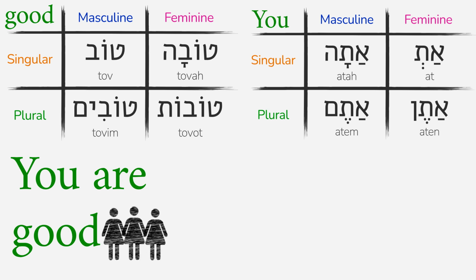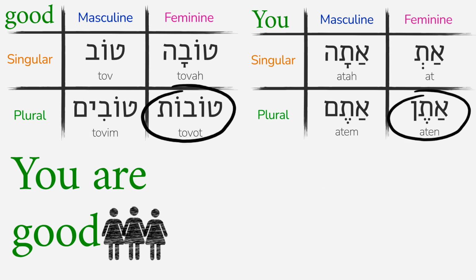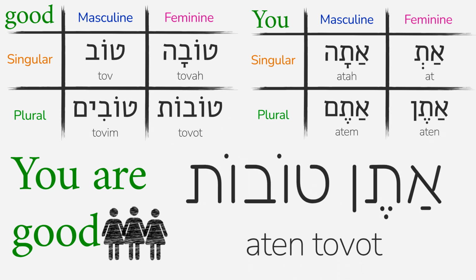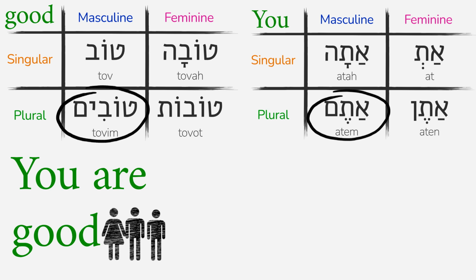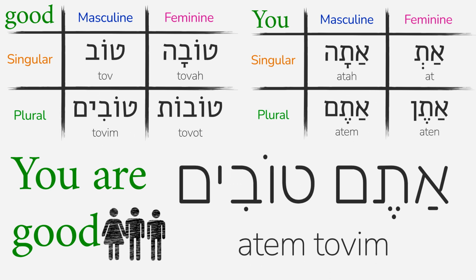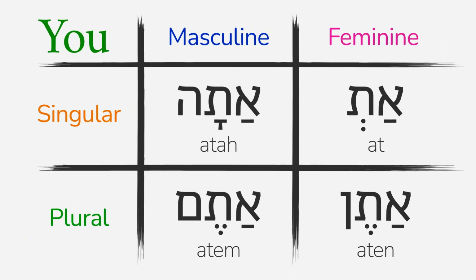Now finally say you are good to a group of women. A group of women is a feminine plural subject, and so we'll use the feminine plural words aten and tovot. Aten tovot. You are good. If we're talking to a group of both men and women, we use the masculine plural form. So we could say atem tovim to a group of all men, or a group that has both men and women. So those are the 4 Hebrew words for you.